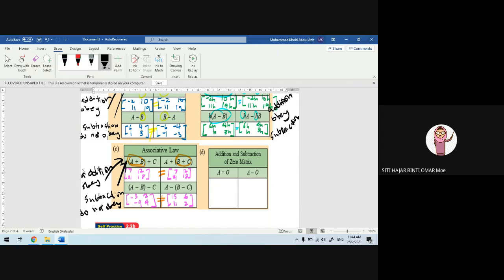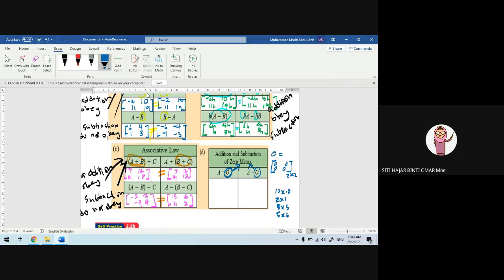Okay, last one. Here we have addition and subtraction of zero matrix. So this O matrix we call zero matrix. Why? Because all of the elements inside the matrix are zero. Given O, matrix O is a 2 by 2 order. Zero matrix can also be any order: 10 by 10, 2 by 1, 3 by 3, 5 by 6, any order.